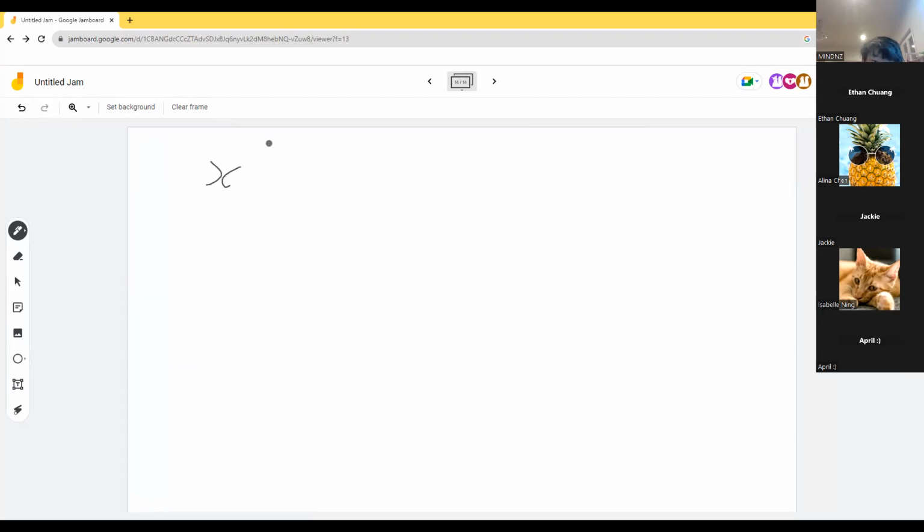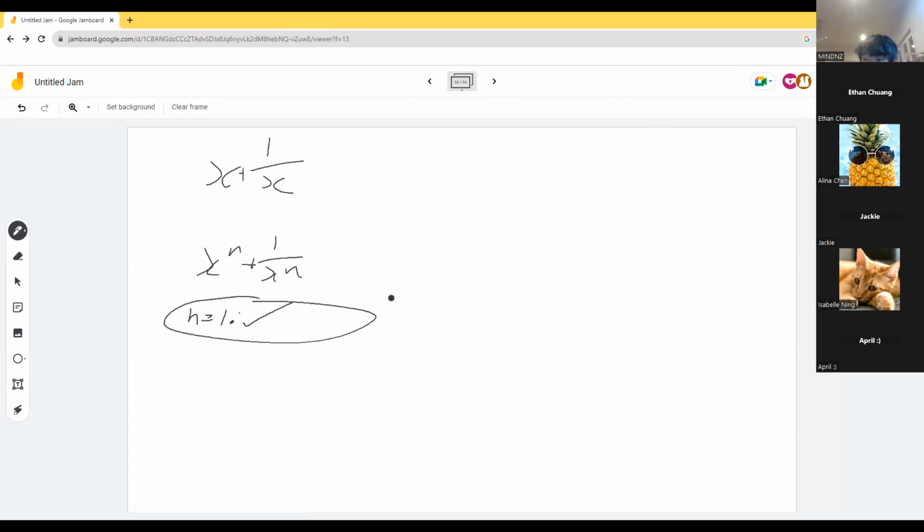Final question. We know x plus 1 over x is an integer. And we want to prove that x to the n plus 1 over x to the n is an integer. So when n equals 1, it is quite clearly true. And that's all we need for the first step, right? And then we just prove that if it's true for n equals k, then it's also true for n equals k plus 1.